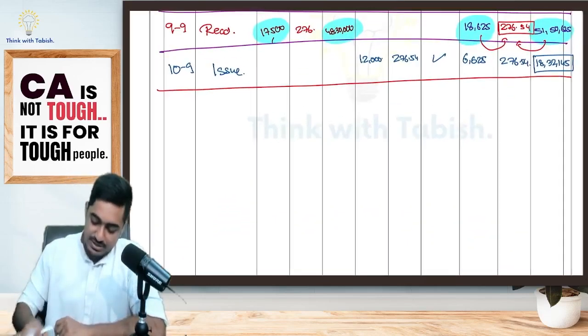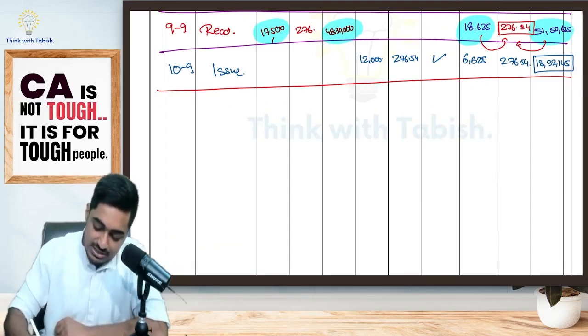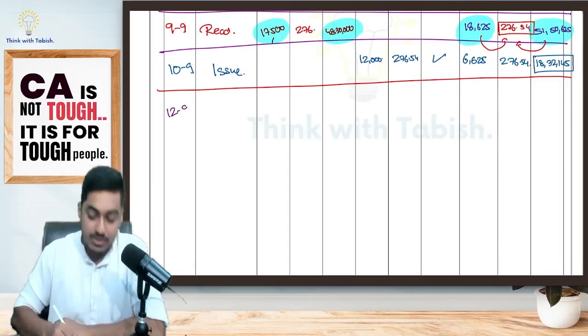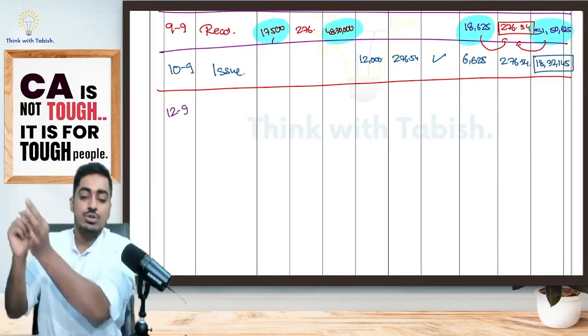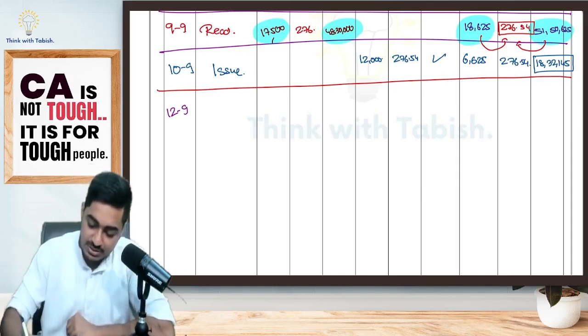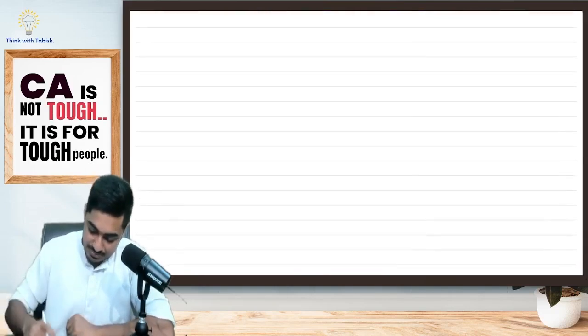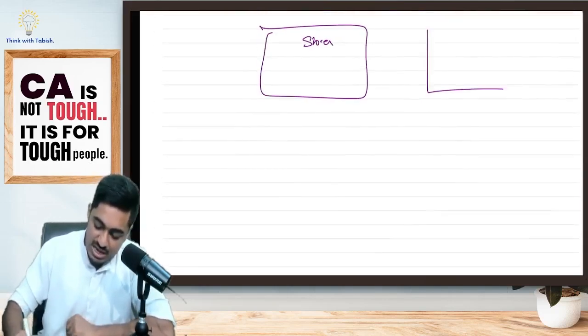Okay, perfect. 10th September is over. After 10th September, what happened, sir? After 10th September came 12th of September. What happened on 12th of September? Returned to stores. Pay attention, everyone. Okay. I'm having stores. I'm having production.